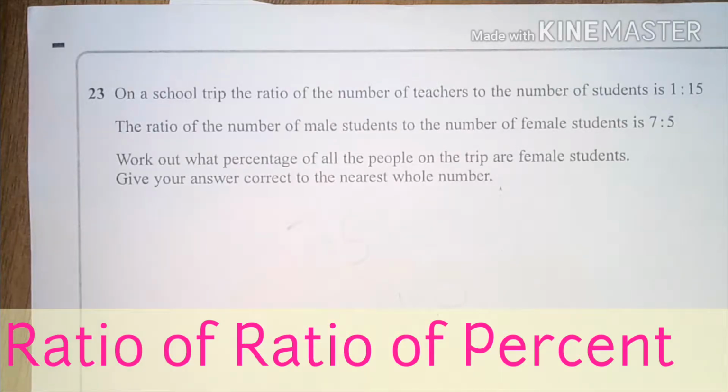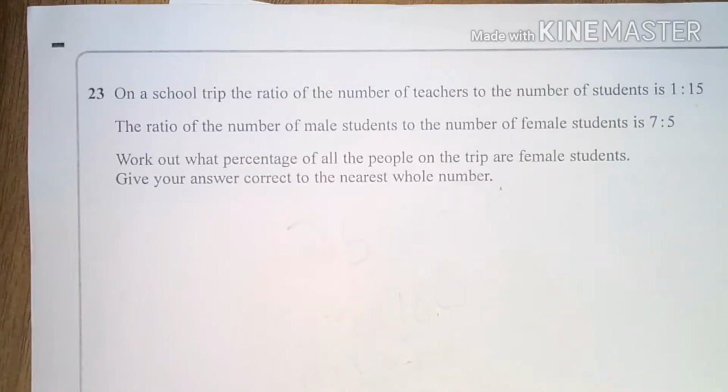On a school trip, the ratio of number of teachers to students is 1 to 15. Number of male students to female is 7 to 5. Work out the percentage of all the people on the trip that are female students. Give your answers to whole numbers. Now it's a bit confusing because we need to do something with the ratios and then we need to change them into percentages. Now it would help me out massively if I could make them into one big ratio.